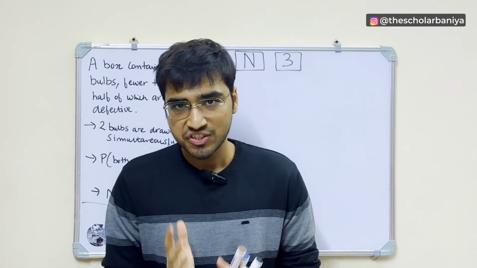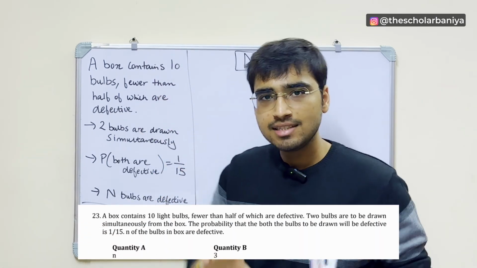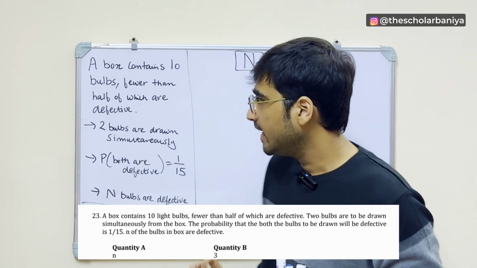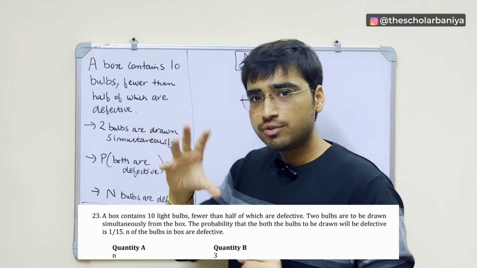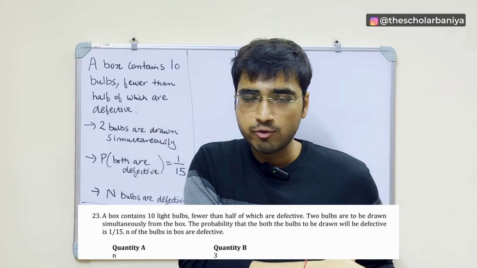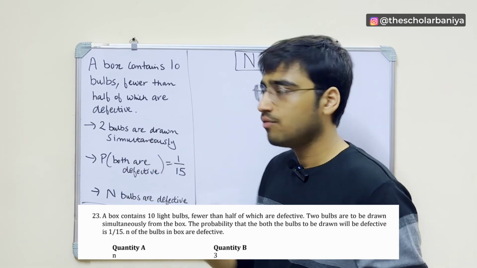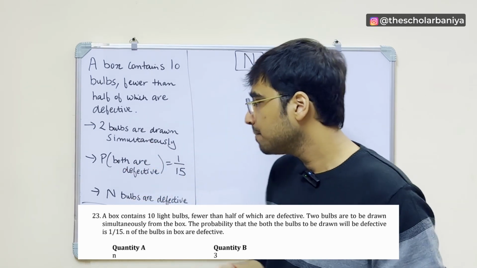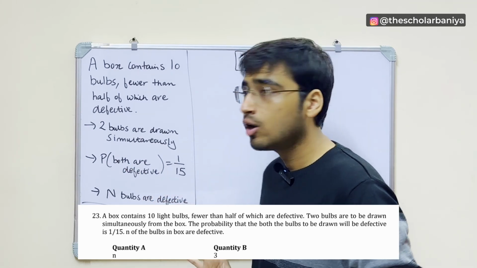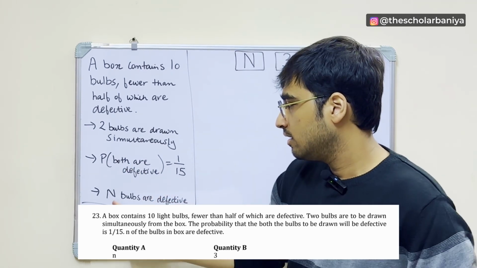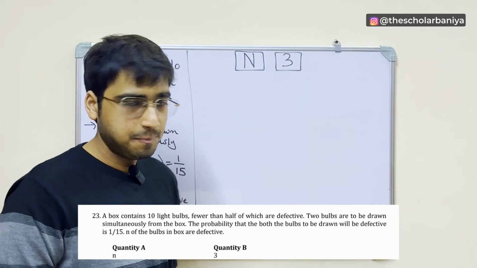So let's move on to the next question, guys. In this question, we are given that there is a box which contains a total of 10 bulbs, fewer than half of which are defective. That means out of the 10 bulbs, less than half of them are defective. We are also told that we draw two bulbs simultaneously, and the probability that both the bulbs are defective is 1 upon 15. Let's suppose n bulbs are defective, so we have to compare n and 3.